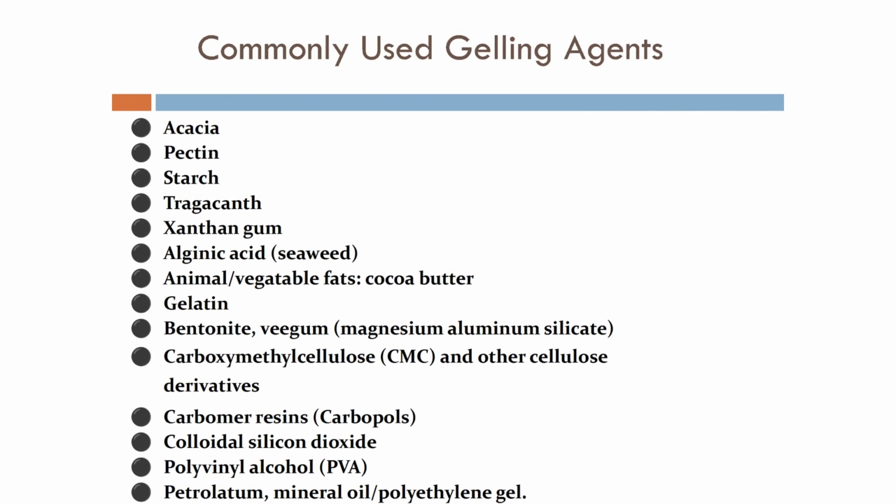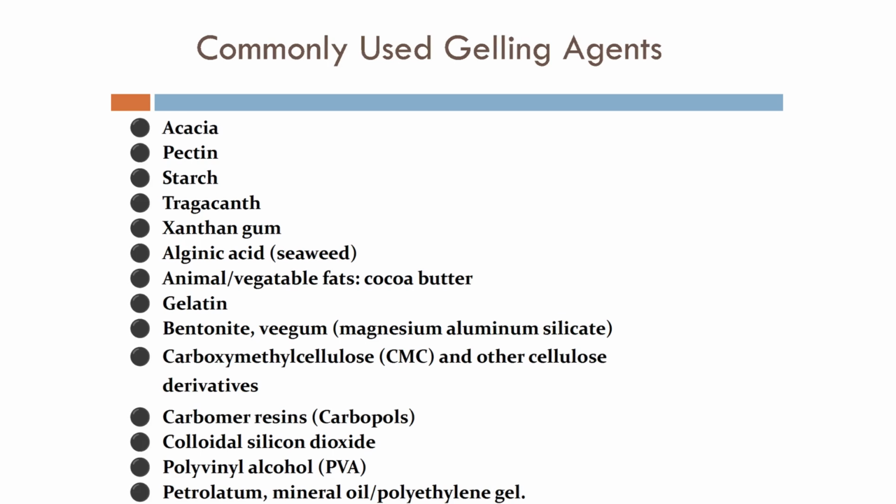Now that we know the types, let's look at some commonly used gelling agents. There's quite a list. Acacia, pectin, starch, Tragacanth, xanthan gum, alginic acid, which comes from seaweed, animal and vegetable fats like cocoa butter, gelatin, minerals like bentonite and Veegum, which is magnesium aluminum silicate, carboxymethylcellulose or CMC, and other cellulose derivatives. Carbomer resins, which you might know as Carbopols, colloidal silicon dioxide, polyvinyl alcohol or PVA, and mixtures like petrolatum and mineral oil mixed with polyethylene gel.